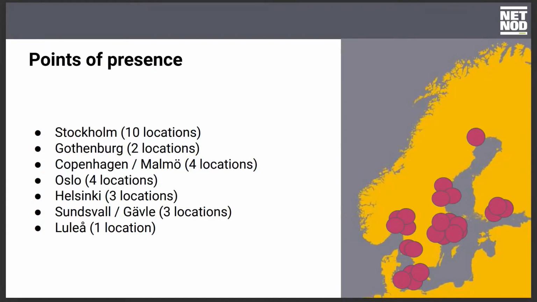So the various locations where you can connect, yes, they are to some degree diverse, but they are absolutely not as diverse as the various locations we have, for example, Stockholm and Copenhagen, Malmö. So the sites in Copenhagen are sort of separated from the ones in Malmö, but they're connected to each other in a completely different way from, for example, Malmö and Stockholm. So we have, at the moment, 10 locations in Stockholm, 2 in Gothenburg, 4 in Copenhagen, Malmö, 4 in Oslo, 3 in Helsinki, 3 in Sundsvall, Gävle, and 1 in Luleå. So these are 2 layers of diversity that we have implemented in our network.